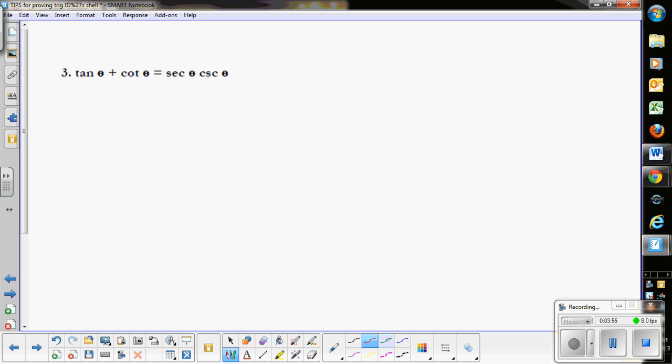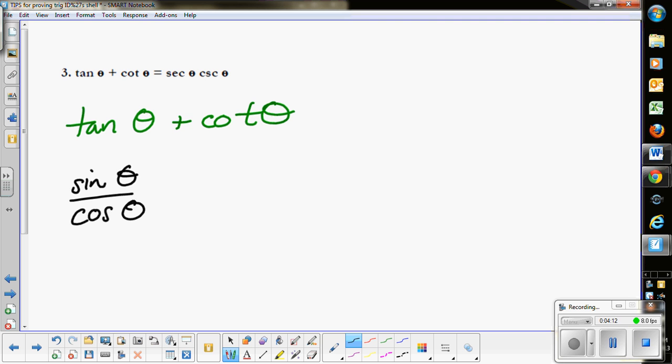Third example. This one is pretty tricky as well. But I think on this one I'm going to again start with the left side. And then I'm going to use that idea of writing things in terms of sine and cosine.